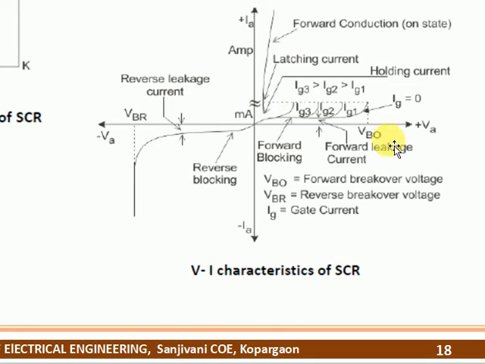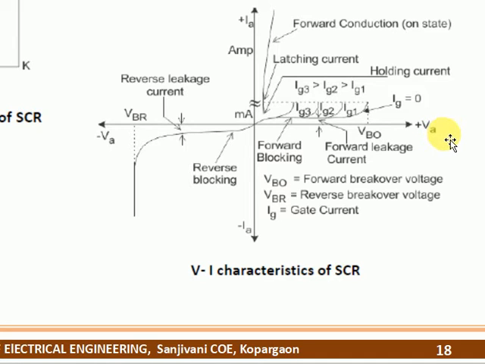So what is that? The first point is the forward breakover voltage. The second is forward conduction. This is the line you have drawn, the forward conduction line, the conduction mode. What is the forward conduction mode? Once it crosses the breakover voltage, the SCR is in the conduction mode. So in that quadrant, the anode is positive with respect to the cathode.